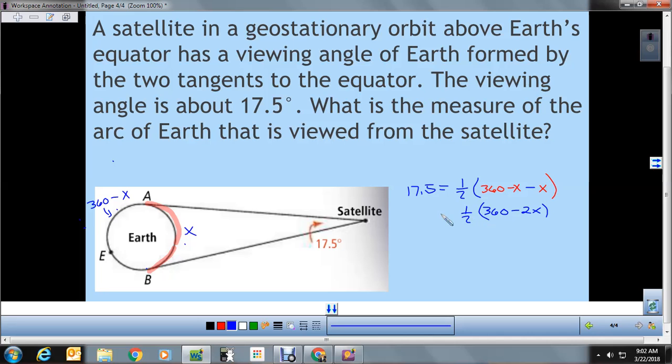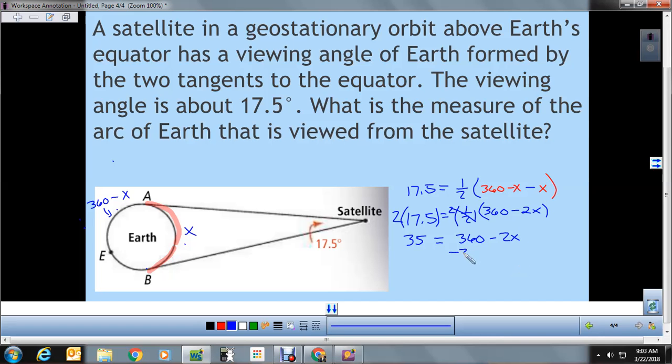Now you have two options. At this point here, we have a half that we could either distribute through here because they're both even, or you can multiply both sides by 2 and then bring the 360 over and then divide by -2. Either way works. Since we've been doing the 1/2, I'm going to continue doing that. I'm going to get rid of the 1/2 by multiplying both sides by 2. 17.5 times 2 will give us 35 degrees. 35 is equal to the 360 minus 2x.